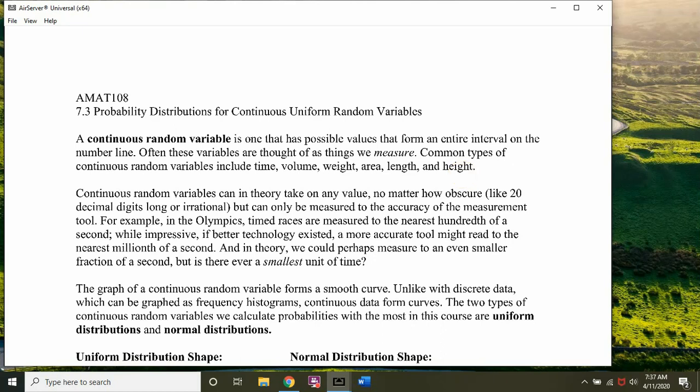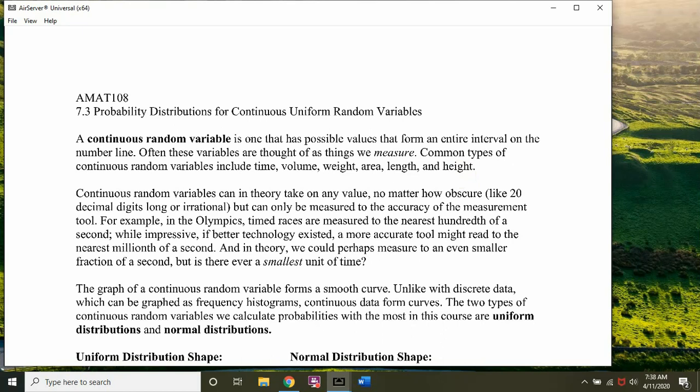Okay, folks, we're going to take a look at 7.3 probability distributions for continuous uniform random variables. The section in the book focuses on continuous random variables in general, definitely good to read. In terms of the math, we're going to focus on the uniform distributions. But let's take a minute to talk about what a continuous random variable is, okay?